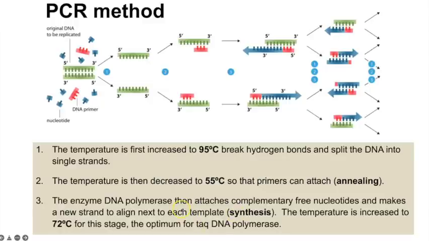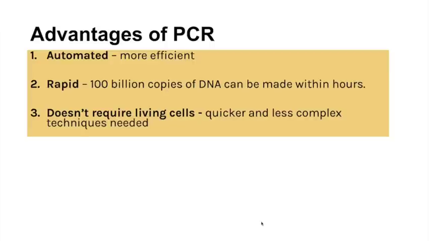The temperature is increased to 72 degrees at this stage because that is actually the optimum temperature for the Taq DNA polymerase. Now that is one cycle. This machine will be left to cycle over and over, so you're making thousands of copies of that DNA fragment of interest. So the advantages of PCR is it's automated.